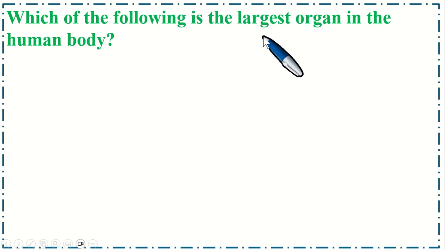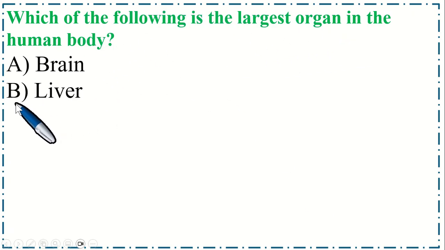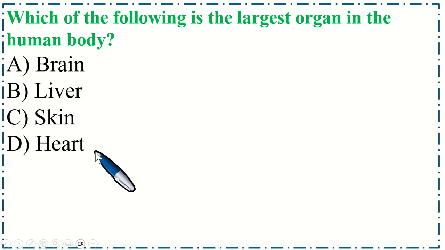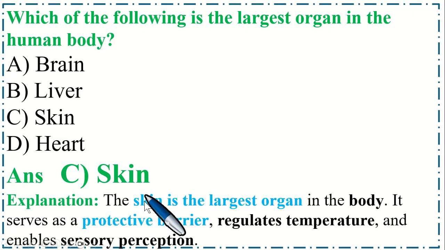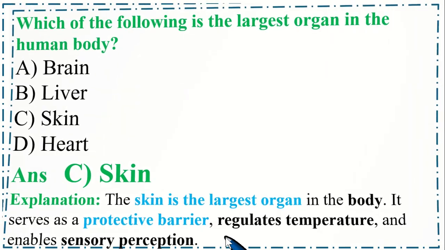Which of the following is the largest organ in the human body? Option A brain, B liver, C skin, and option D heart. So the correct option is C, skin. The skin is the largest organ in the human body. It serves as a protective barrier, regulates temperature, and enables sensory perception.